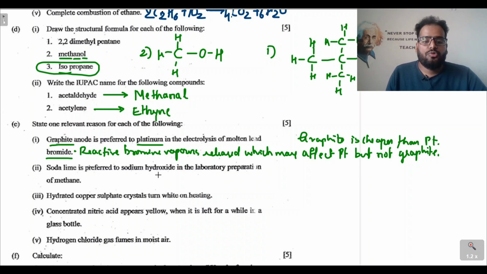Soda lime is preferred to sodium hydroxide in the laboratory preparation of methane. Okay, soda lime is what? Soda lime is a mixture of sodium hydroxide and calcium oxide.